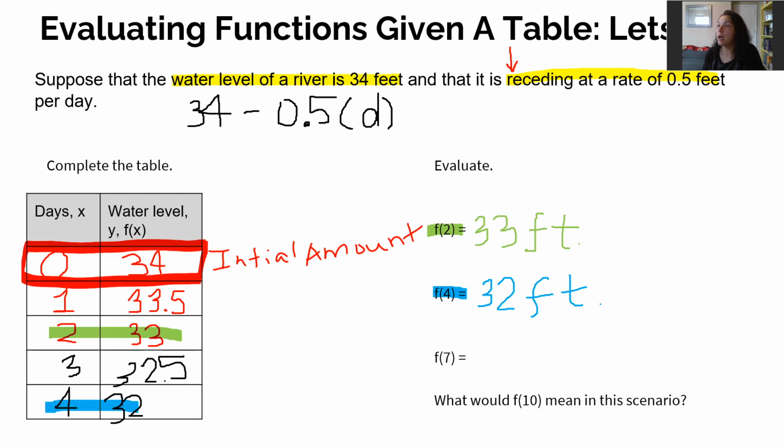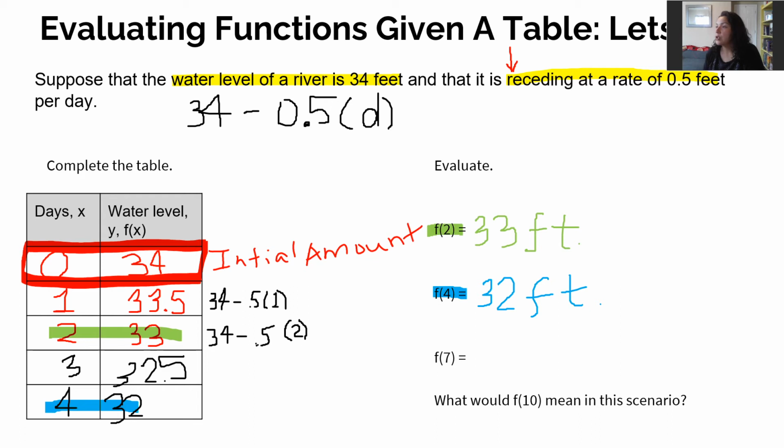So for my first day, I said that was 34, and then minus 0.5 of 1 day. And then that was equal to 33 and a half. But here I had 34 and then minus 0.5. Sorry, I'm trying to fit it all in here. Let me make that a little bit bigger. Okay, but this time for 2 days, that was my new input.